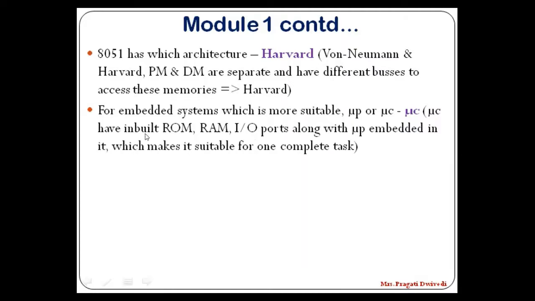Why? Because it has a small amount of ROM, RAM, IO ports inbuilt. If you take a MUP, you will have to use a separate ROM, RAM, IO port. You will need to include all these things in your system, which will make it bigger in size. Also the power consumption will increase, which is not suitable.